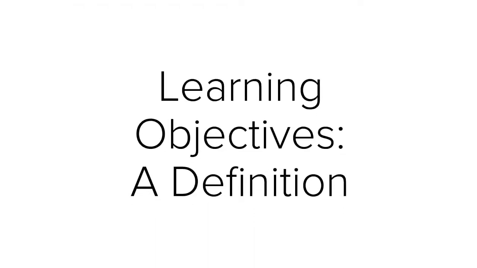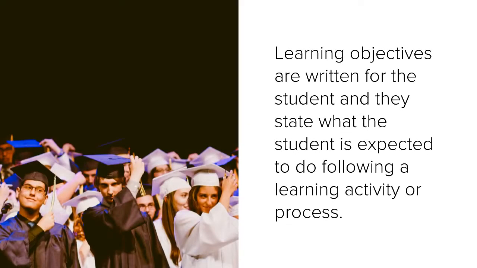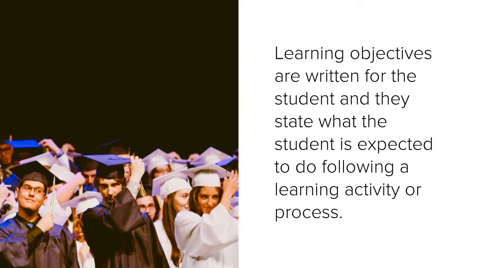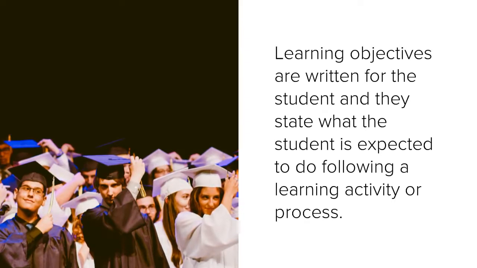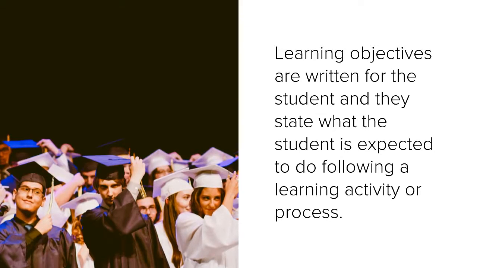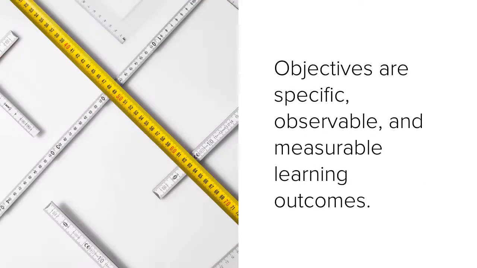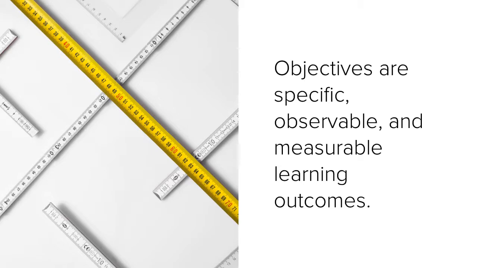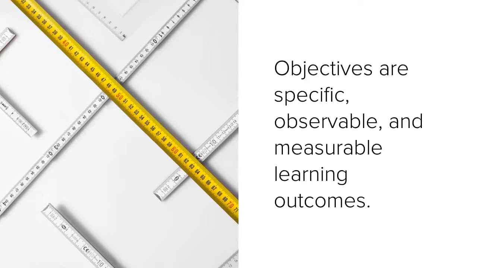Now, I glossed over a little bit on what exactly learning objectives are, but I want to focus in a little bit on the definition right now because I think it helps elicit how you're going to write these objectives. First, learning objectives are something that are written for the student, right? It says what the student is expected to do following a learning activity or process. And secondly, learning objectives need to be specific, observable, and measurable so that you know exactly what the students are supposed to be able to have accomplished at the end of a particular unit.